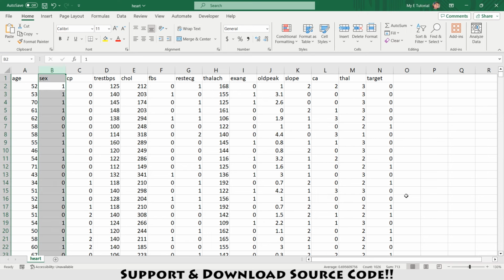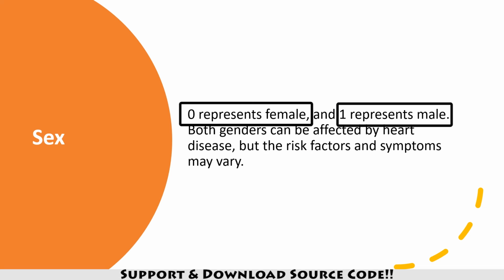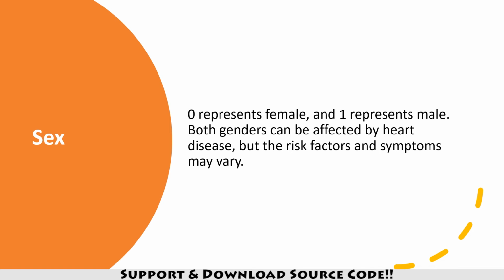In the second column, we have the gender. 0 represents female and 1 represents male. Both genders can be affected by heart disease, but the risk factors and symptoms may vary.